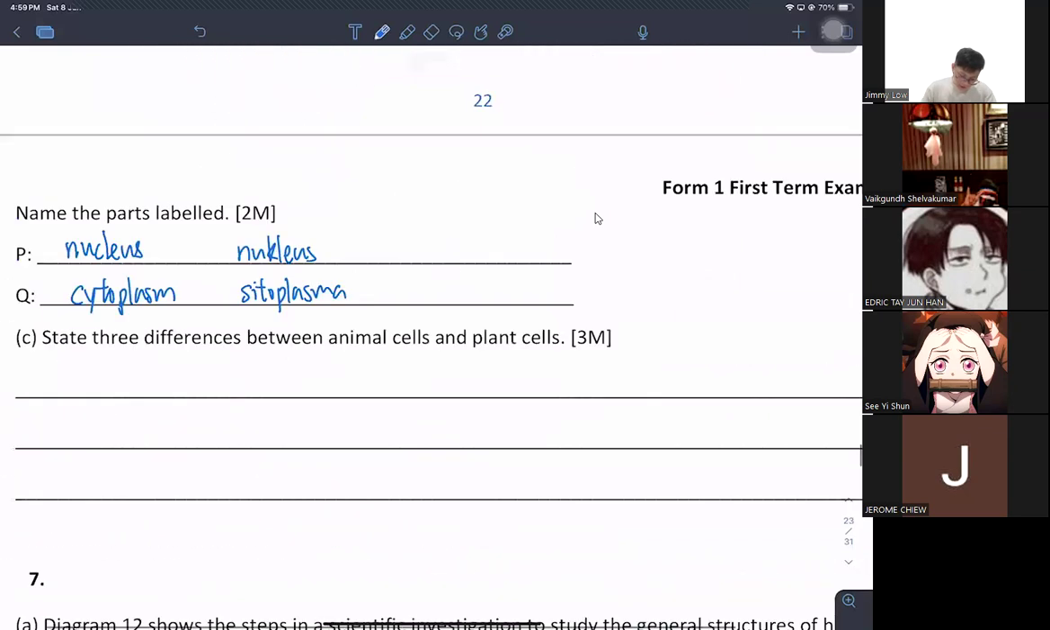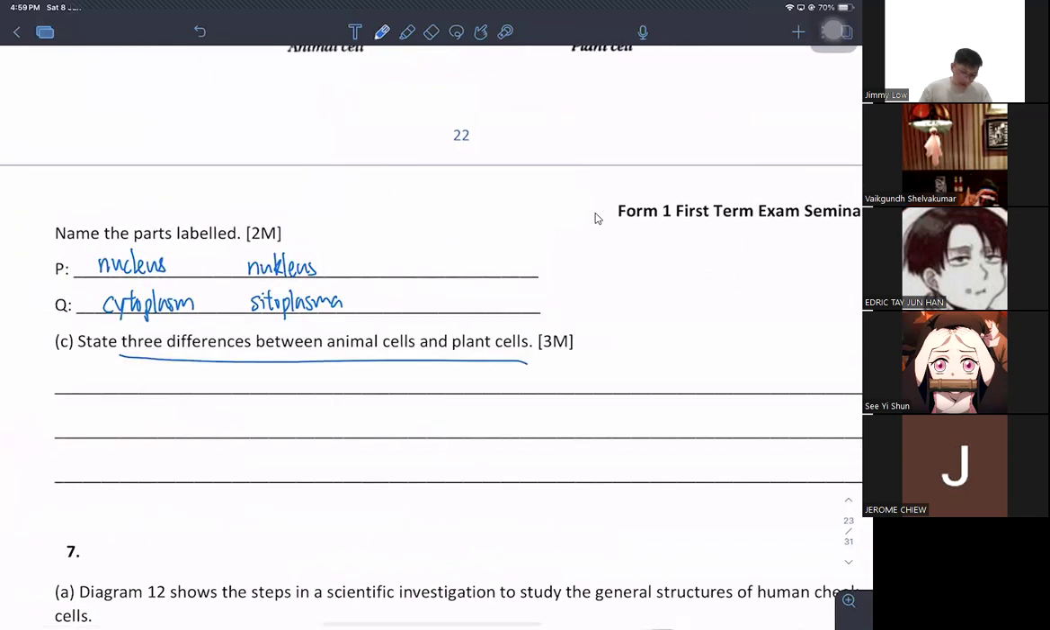So state three differences between animal cell and plant cell. So you see, I give you the hints already. Your exam is very, very likely to ask what is this, what is that, what is the difference, what is the common characteristics. So you brainstorm. Animal cell and plant cell. So you say plant cell, plant has cell wall.